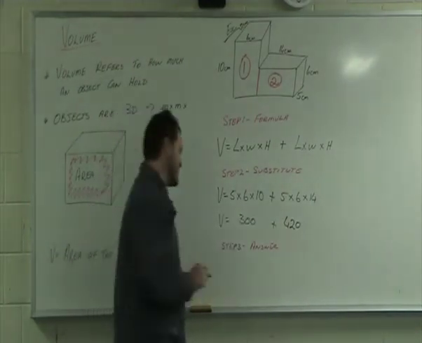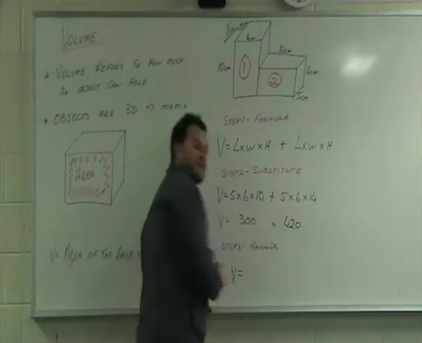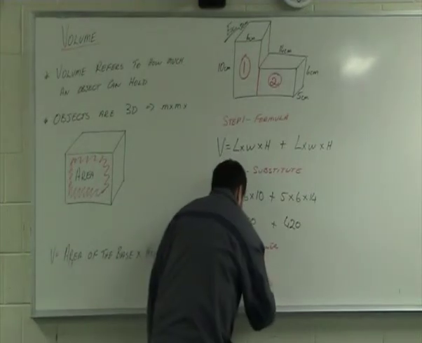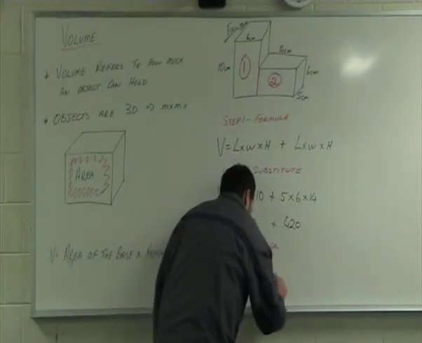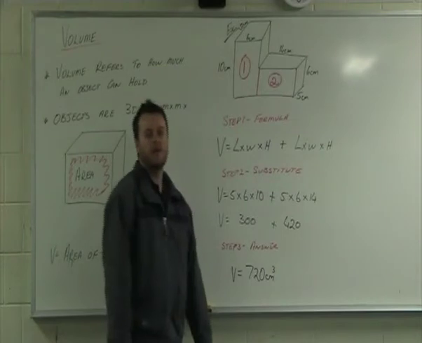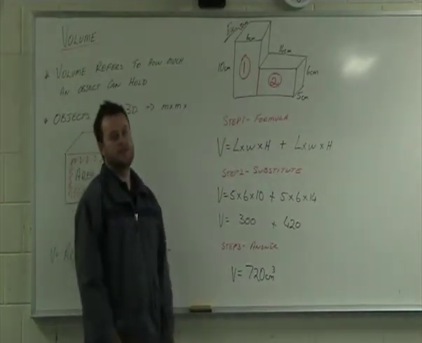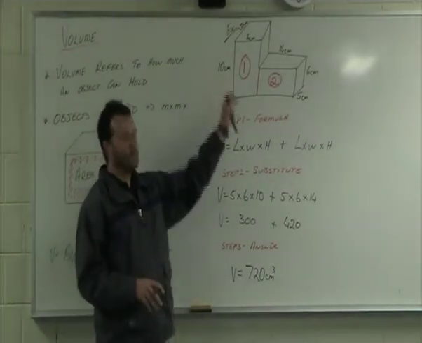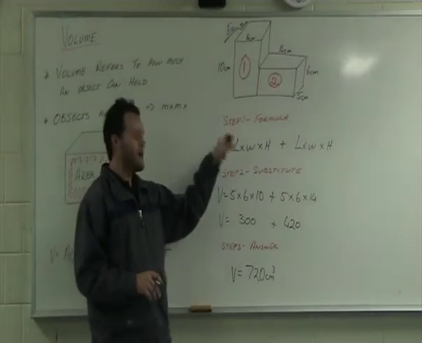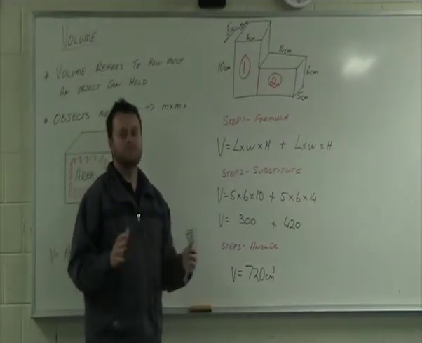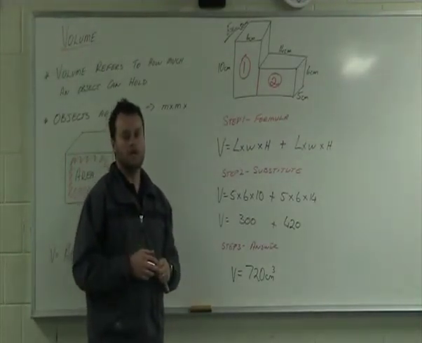Adding those two together gets our step 3 answer of 720 cubic centimetres. So easy. Break it into stuff we know. Area of the base times the height. Not any harder than that, nice and easy.